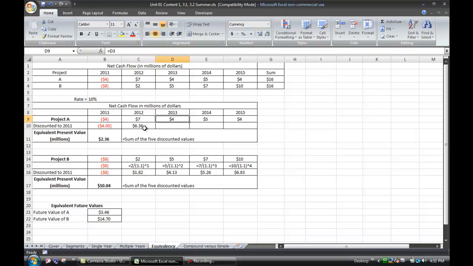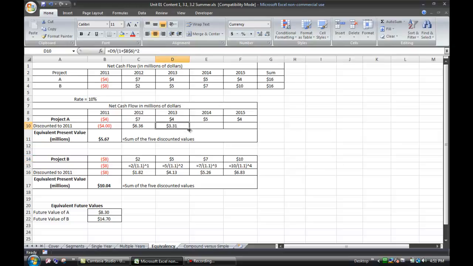We have to do the same thing for the $4 million, actually these are all in millions, in 2013. I'm going to just drag this one over. It says 3.64, well, it's not quite right. C9 changed to D9, which is correct, and B6 stays the same, but now it's 2 years. So we put 2 up here. Just changing one number is a lot easier than changing all. Now it's 3.31. So $4 two years from now is worth 3.31 today.